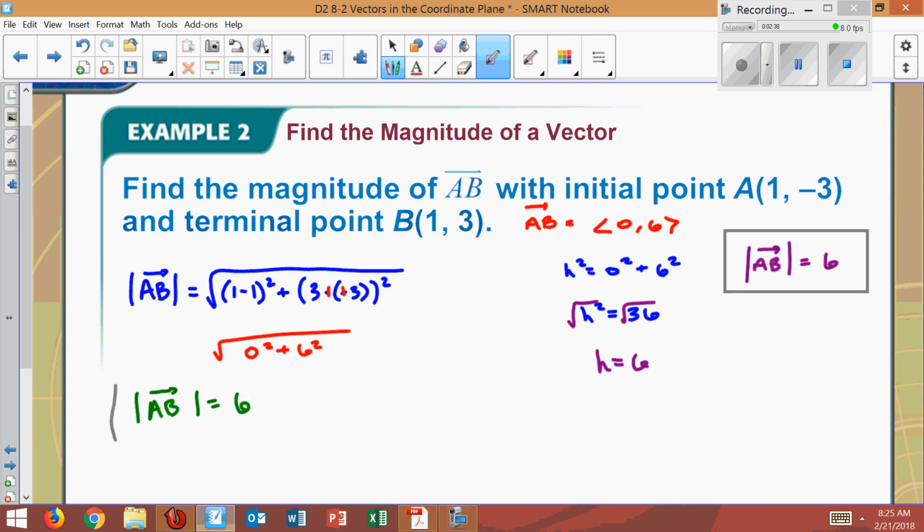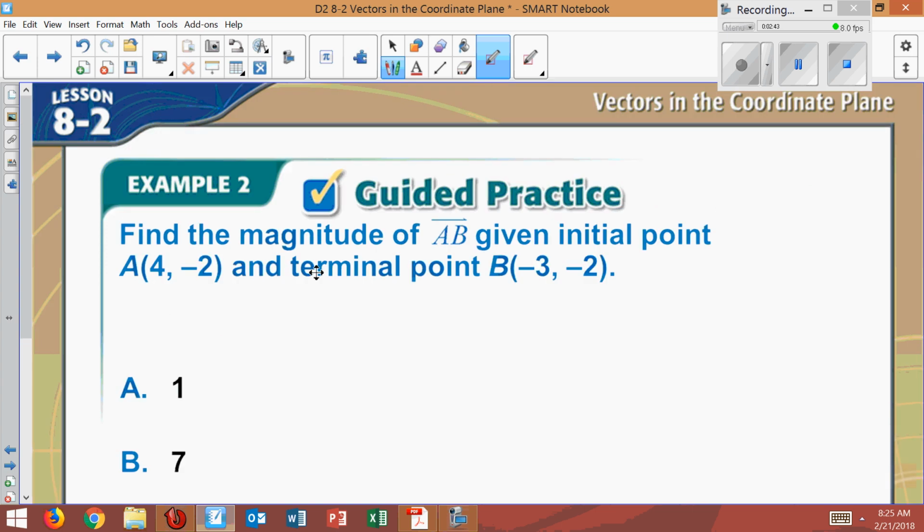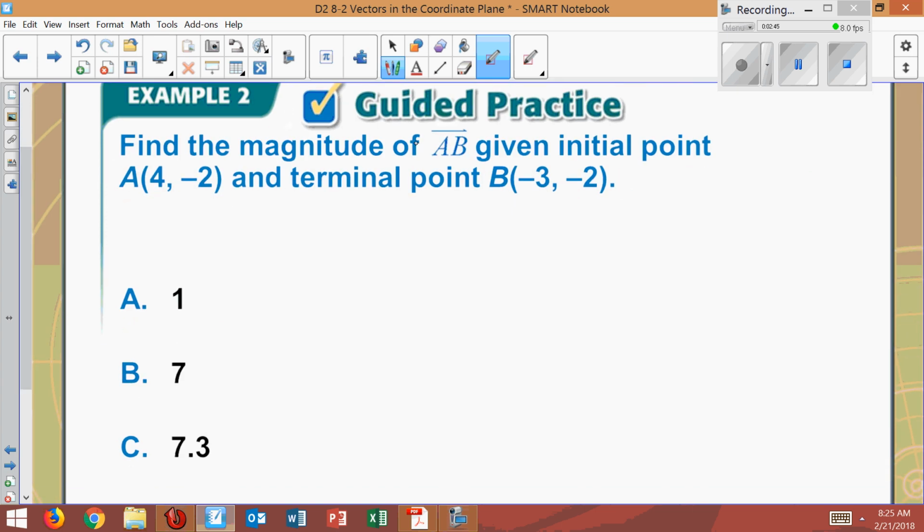So either way works, whichever technique you prefer. Here's a second problem for you to try. See what you come up with for the magnitude.